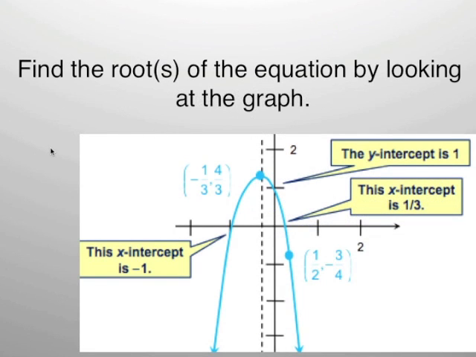Now, here we have to find the roots of the equation by looking at the graph. You might remember this when we did it with linear equations. The root was where it crossed the x-axis. So the x-intercepts, it crosses the x-axis at negative 1, crosses the x-axis at 1/3. So the roots of this equation are negative 1 and 1/3.